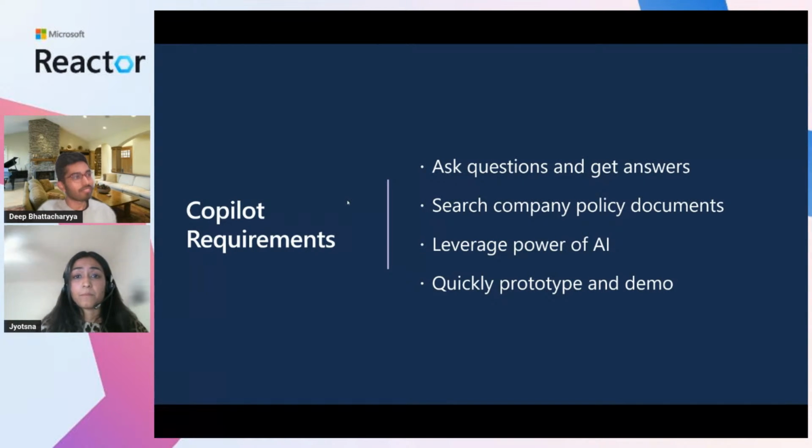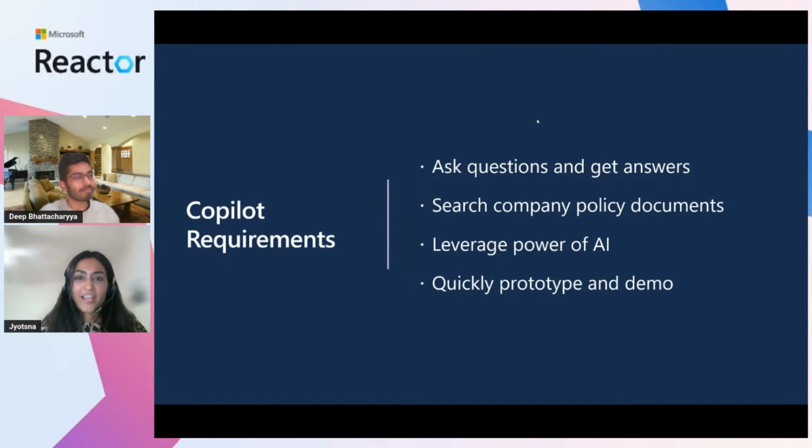So the first point is you want your Copilot to be able to provide answers to the questions that you provide. For this, the Copilot would need to search through the company policy documents by leveraging the power of AI to handle all the data that we feed into the system. But here's the kicker. We do need to whip up a prototype fast and show it off to Amrita.